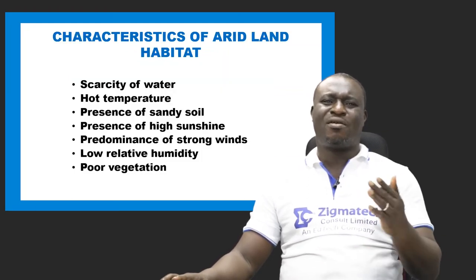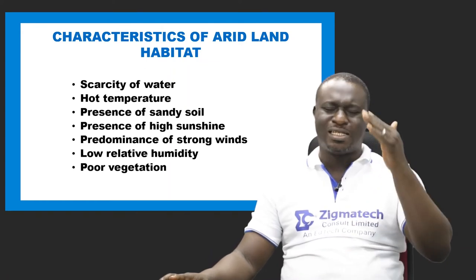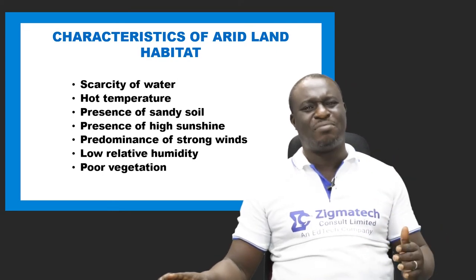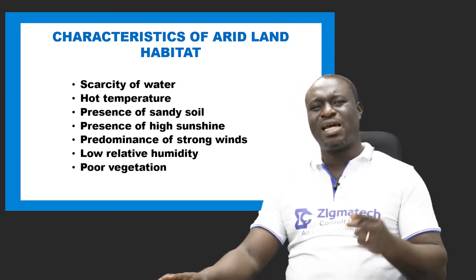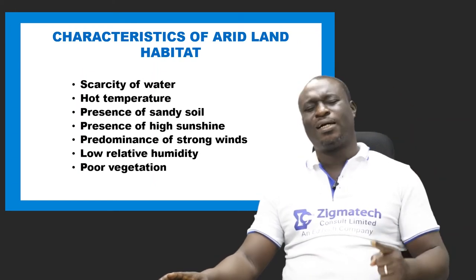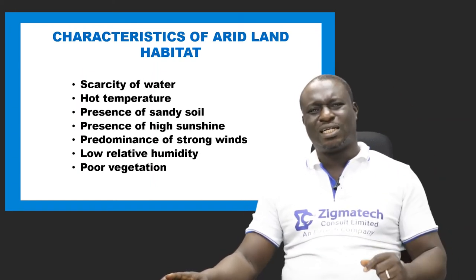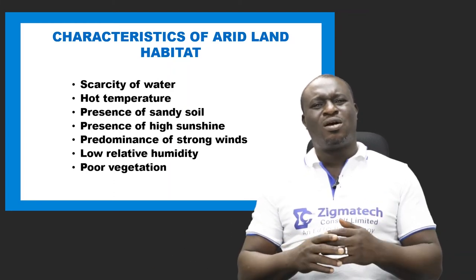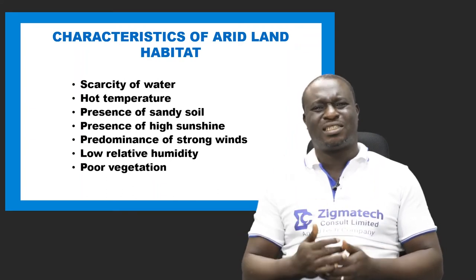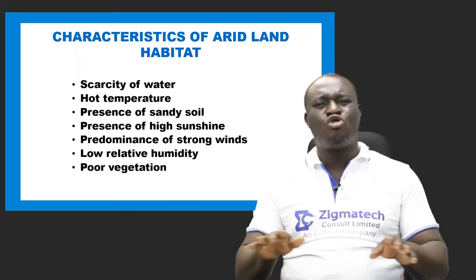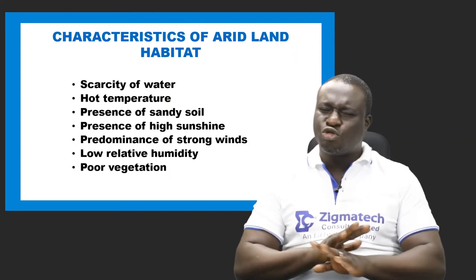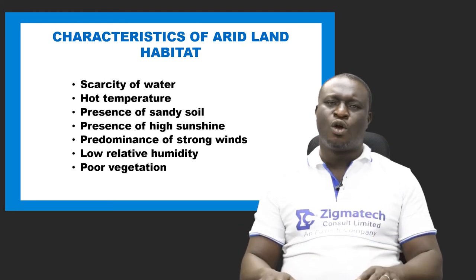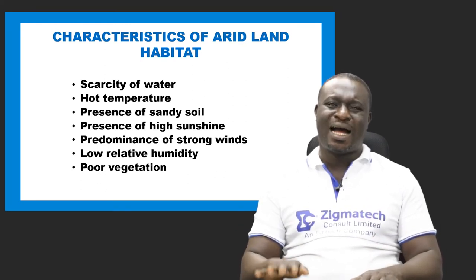Now, what are some of the characteristics of arid land or desert habitat? Number one thing you'll notice in a desert habitat or arid land habitat is scarcity of water. There is real scarcity of water. And what most times brings about this scarcity of water is little or no rainfall. Little or no rainfall is observed, and it is one of the characteristic features of the arid land habitat.